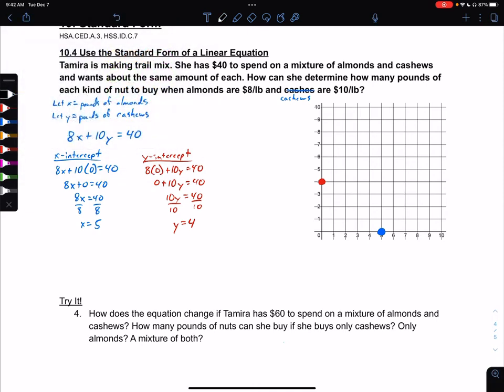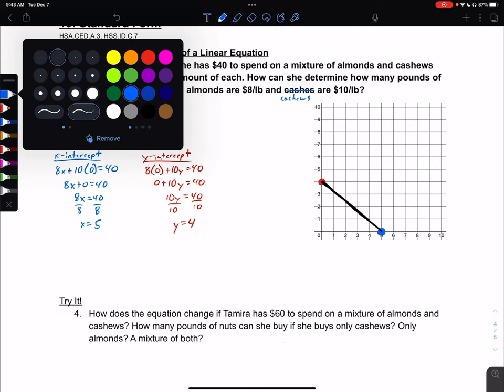So I'm going to stay within this region here. We're not going to go into the negatives because we can't buy negative amounts of cashews or almonds, right? So this is going to be our line here. I'm just going to try to draw a little more accurately. It's not going to be perfect, but as accurate as possible. Okay. So the question is, how can she determine how many pounds of each kind of nut to buy when almonds are $8 and cashews are $10? This line represents the combinations of nuts that she would be able to buy.